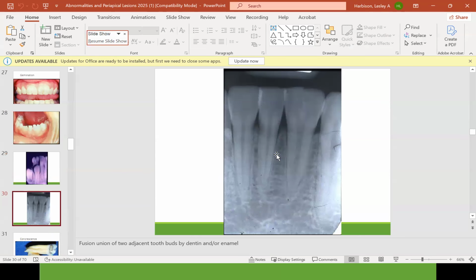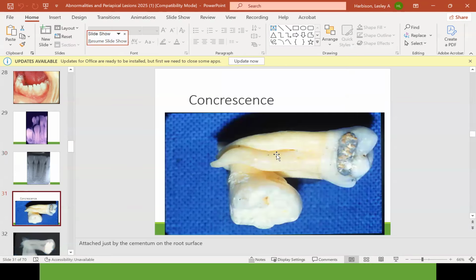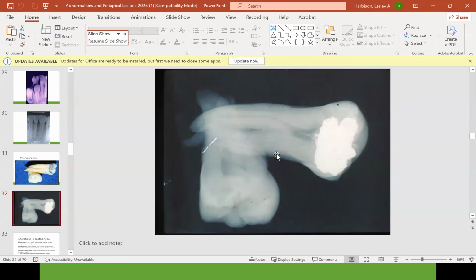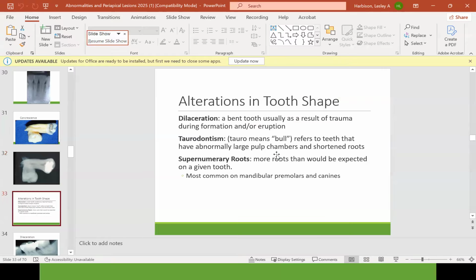It's a good question. Fusion, so slide number 30 is fusion, the union of 2 adjacent teeth. So you can tell that by counting those teeth. Here's a picture of extracted teeth that's concrescence, because you can see the roots are kind of intertwined with each other. And then that's just an X-ray of the teeth laying on the table, and it would look like they're overlapped. You might not always be able to tell that they're literally fused together unless you do another imaging like a CBCT. But sometimes you can tell.